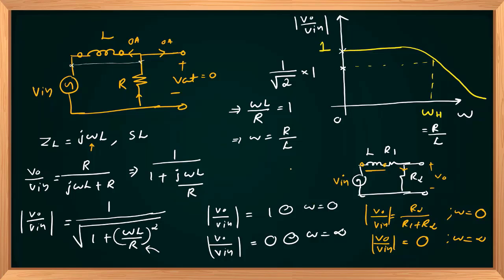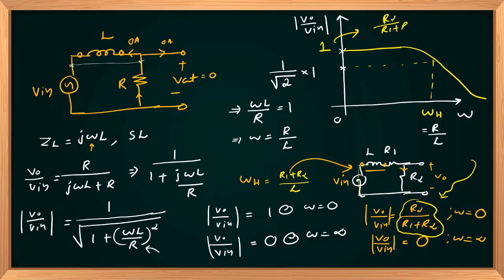And in the second case, the upper cutoff frequency omega H is again R by L, but that R should be replaced with R1 plus R2, because if you are shorting your input voltage source, the inductor feels a resistance of R1 and R2 in series. So omega H will shift towards the right if you are going for the second circuit, but the voltage gain also reduces to R2 upon R1 plus R2 compared to 1.